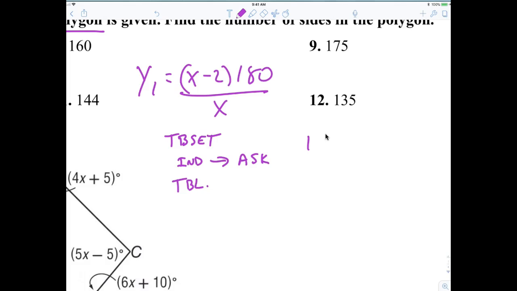Right, but that doesn't make sense because you can't have a one-sided polygon. Right? So type in 3. That means an equilateral triangle has what? 60 degrees, which we already knew. So now, plug in 4. And what do you get?